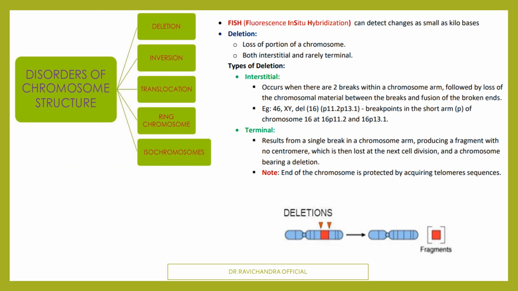Terminal results from a single break in a chromosome arm, producing a fragment with no centromere, which is then lost at the next cell division, leaving a chromosome bearing a deletion. Ends of the chromosomes are protected by acquiring telomere sequences. So, deletion is loss of a portion of a chromosome. It can be interstitial or terminal. Terminal means single break, interstitial means two breaks. And the technique used to detect these changes is fluorescent in situ hybridization.